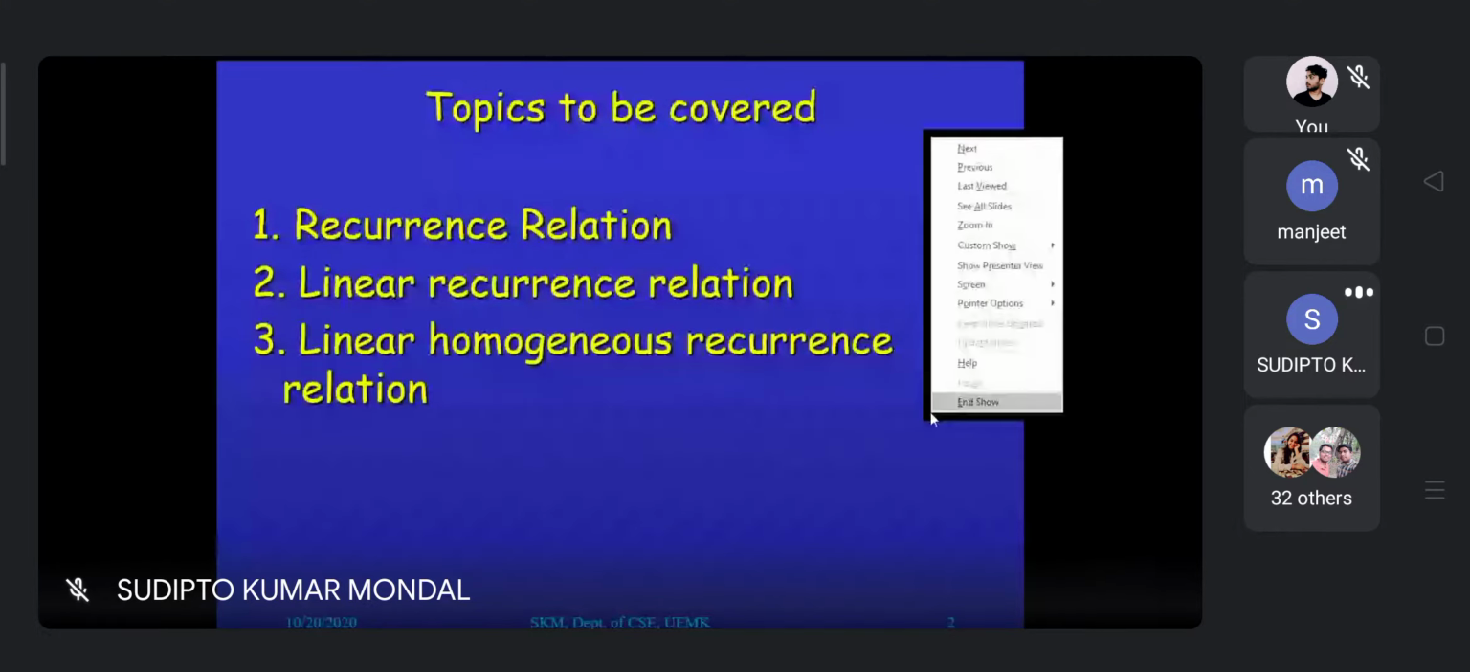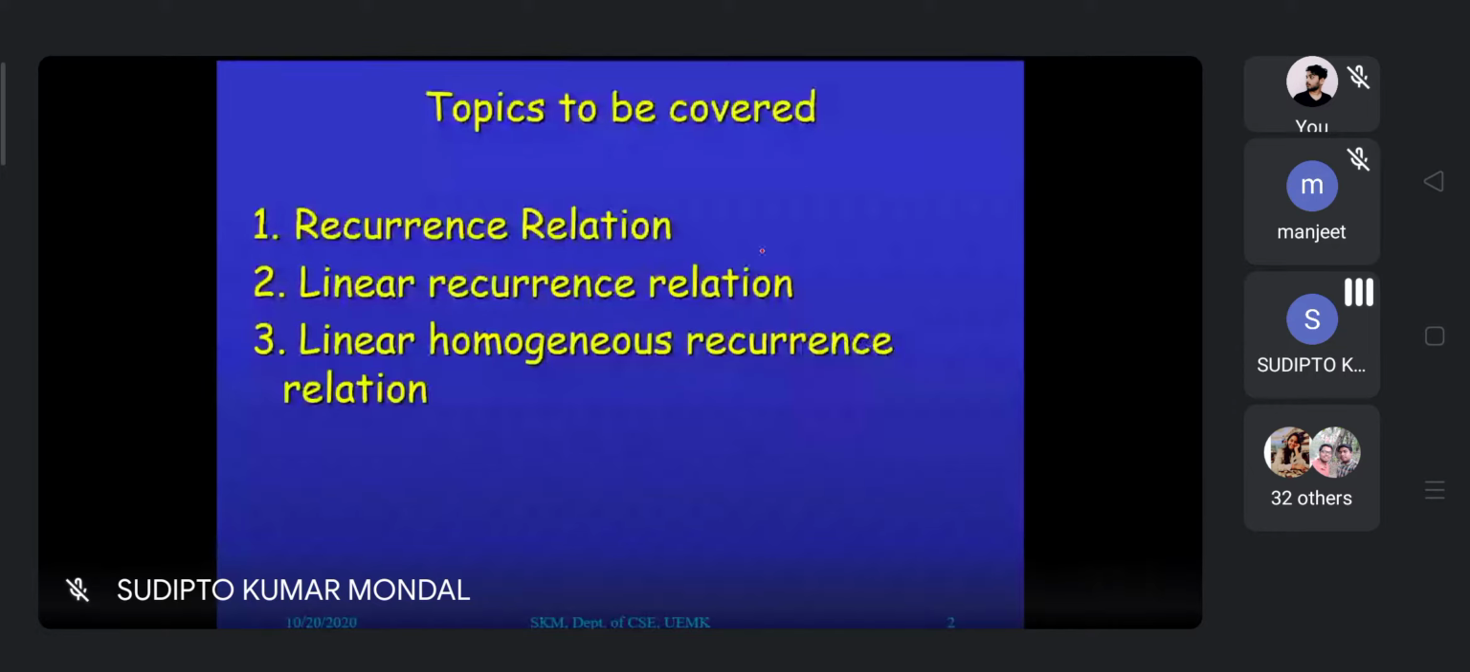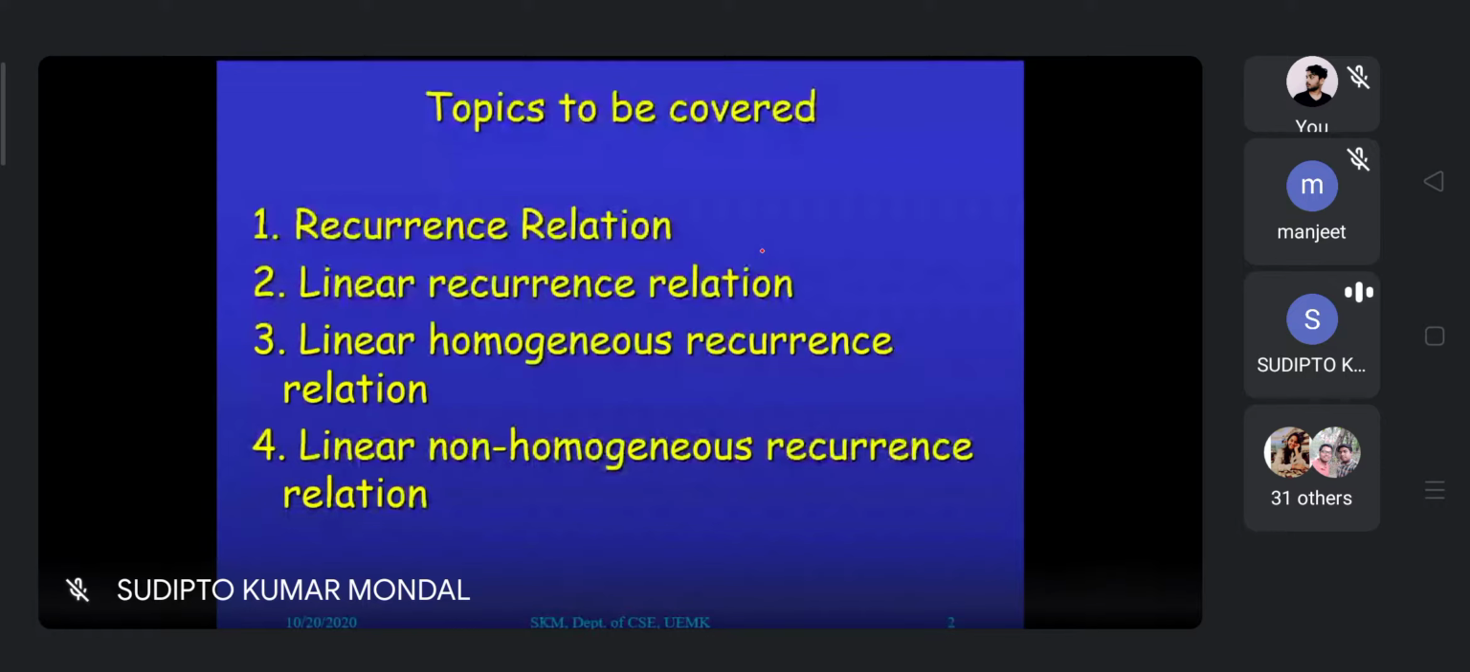So with respect to that recurrence relation, these are the topics we will try to cover. One is the concept of recurrence relation, then different kinds of recurrence relation are there. One is linear recurrence relation, another is linear homogeneous recurrence relation, as well as linear non-homogeneous recurrence relation. So our point of concept is to discuss this linear recurrence relation.